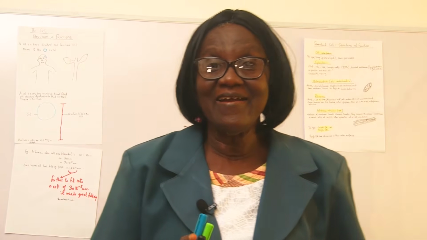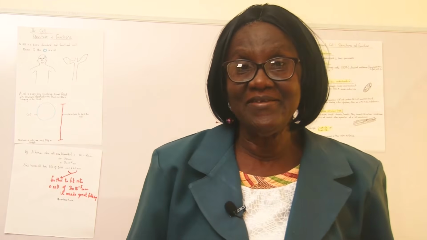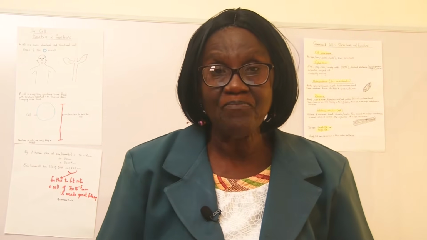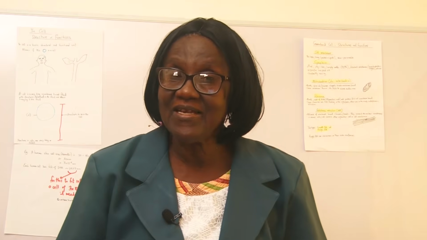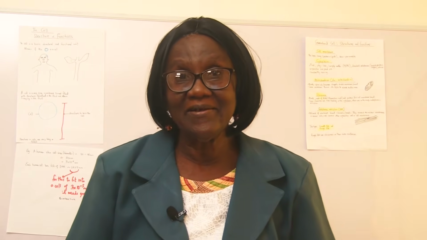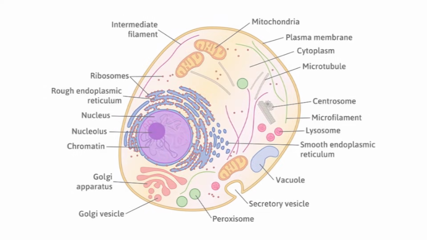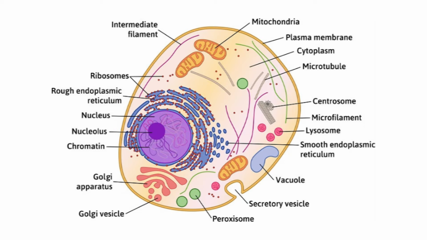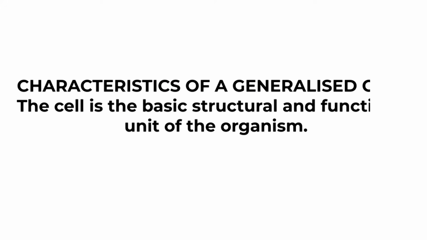Yes, so the characteristics of living things, we have looked at DNA, we have looked at the 7 life processes, and now we want to look at the cell, which living things have. Now, the cell is the basic structural and functional unit. Basic structural and functional units.